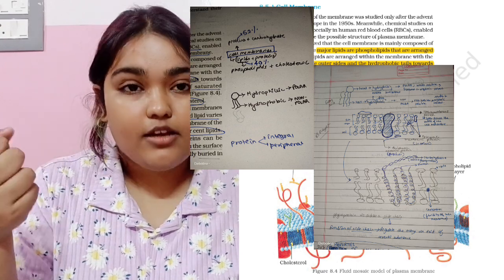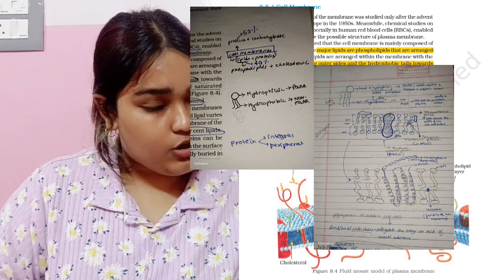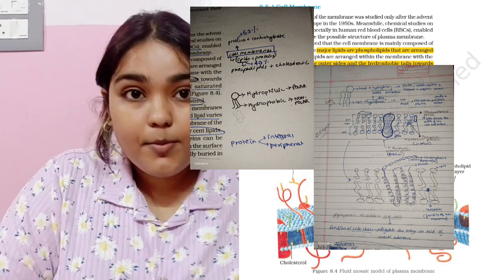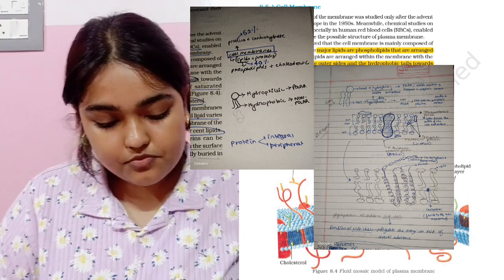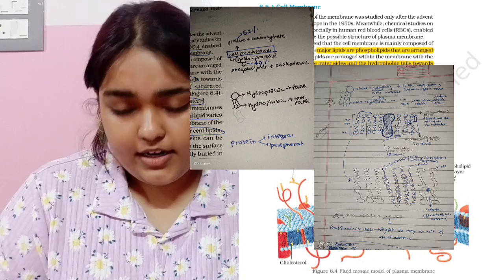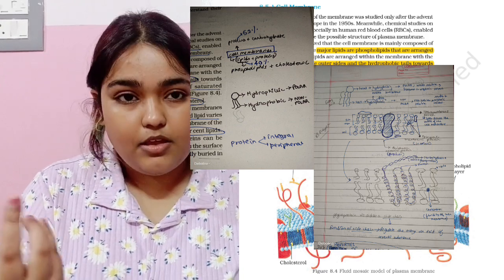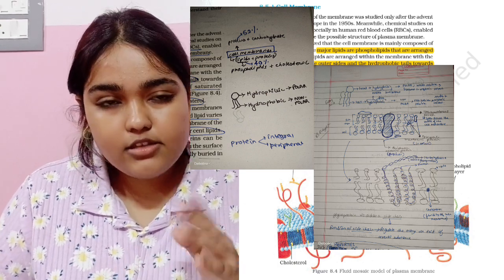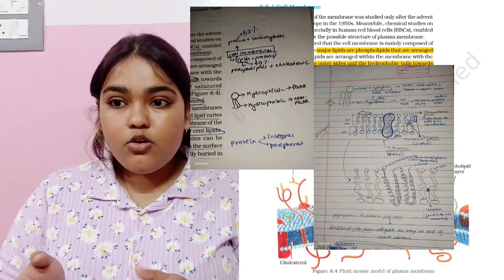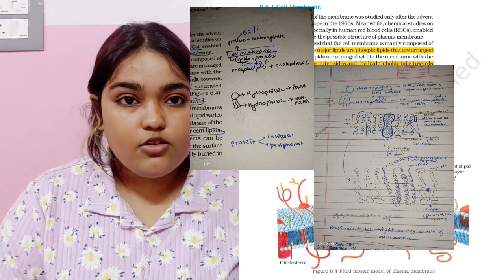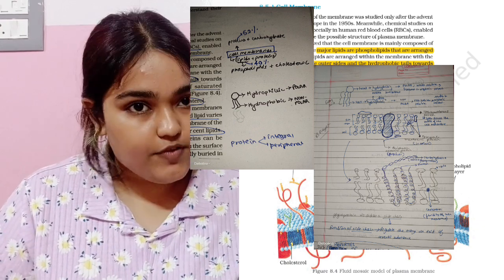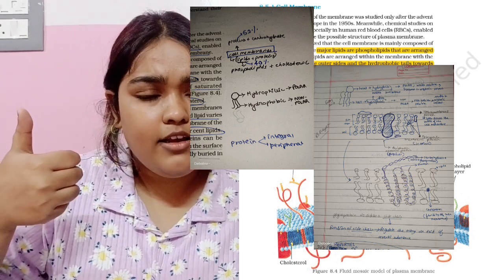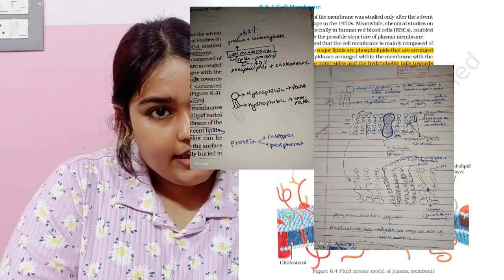What is the meaning of hydrophilic? Hydro means water, philic means lover. Hydro means water, phobic means you hate, like we have phobia, right? So phobic, and philic means lover, like in chemistry we have electrophile and nucleophile. Nucleus lover is nucleophile, and electron lover is electrophile. Like that, the hydrophilic head is water loving.